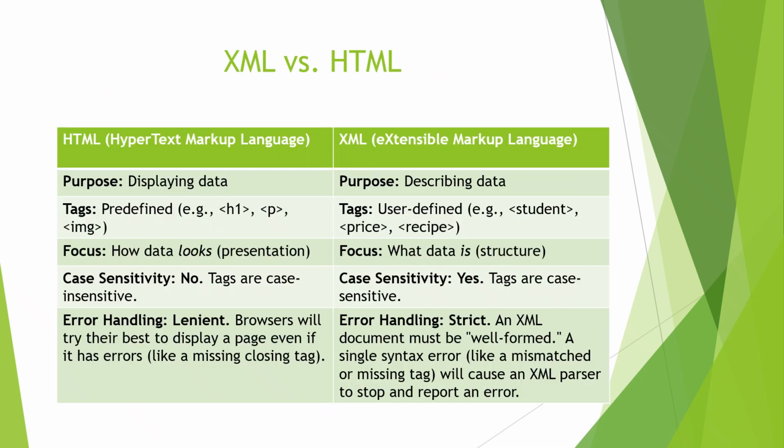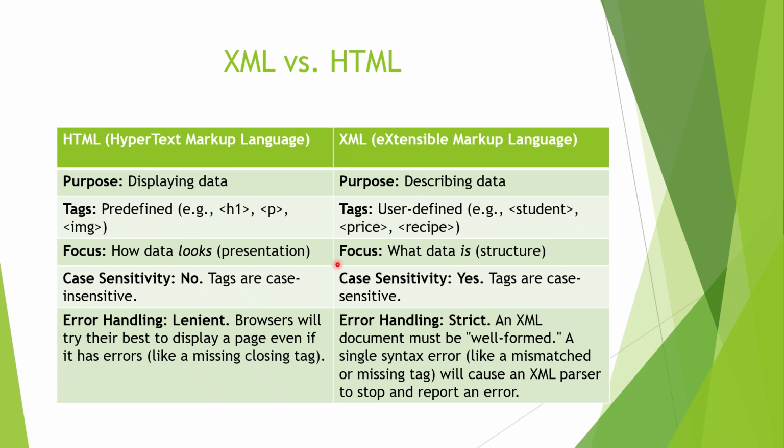This is the most common point of confusion, the difference between XML and HTML. Both XML and HTML use tags, but their jobs are totally different. HTML displays the data while XML describes the data. The tags in HTML are predefined. Like the h1 tag always means this is a top level heading. Its purpose is presentation. XML is extensible.